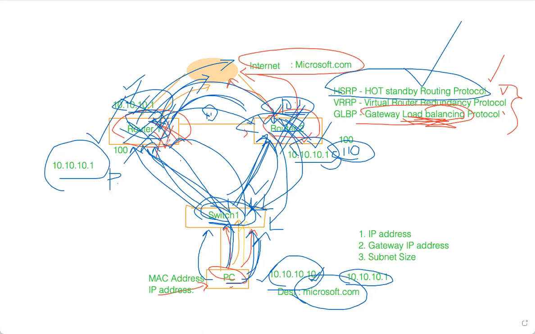The switch will get the update packet. The switch will get the update from router 1 saying, hey, I am your gateway.